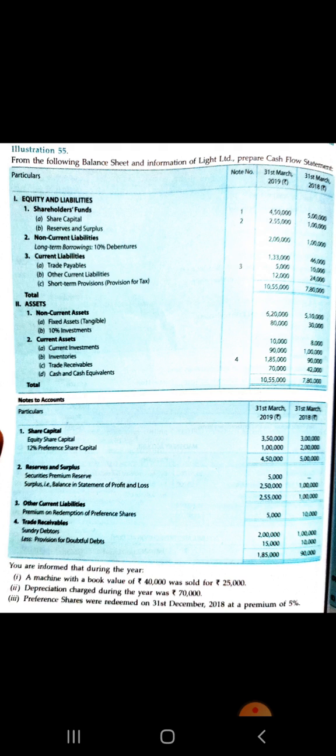2 lakh minus 1 lakh, rupees 1 lakh is the amount of shares redeemed during the year. Premium payable is 1 lakh into 5 by 100. Premium on redemption is the extra amount paid or payable on redemption of shares and debentures. Premium 5% of 1 lakh is rupees 5,000, the premium on redemption.